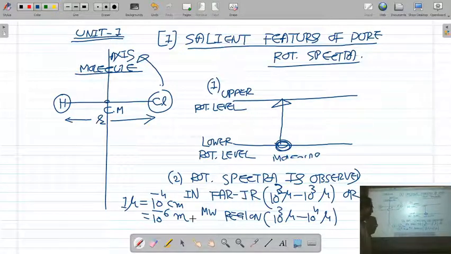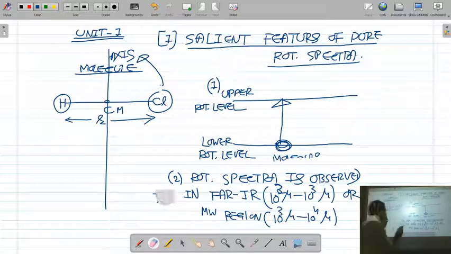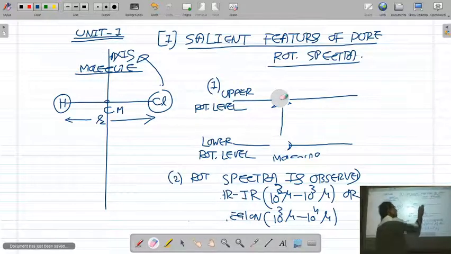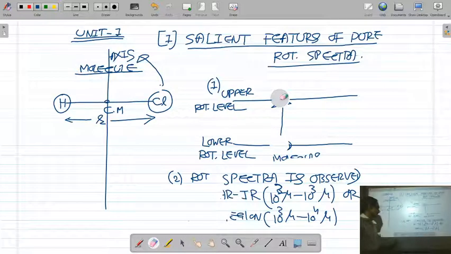Okay. The third important feature. Please be careful about the salient features. The first important feature of the rotational spectra is that rotational spectra arise from the transition of the molecule from one rotational level to the other rotational level, and second, that rotational spectra is observed in the far infrared region or microwave region.